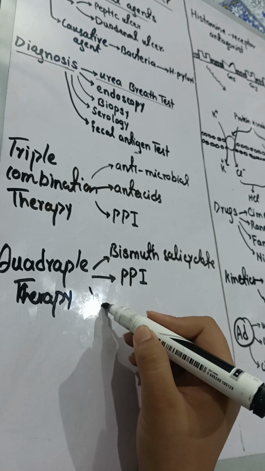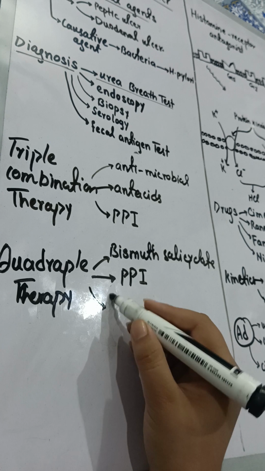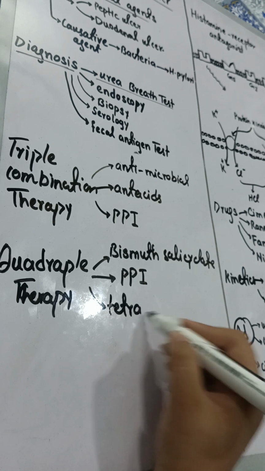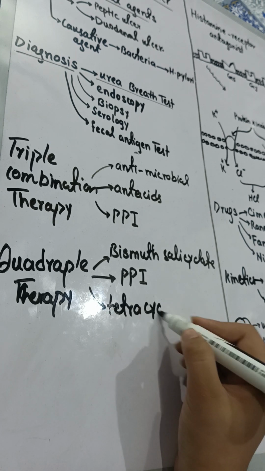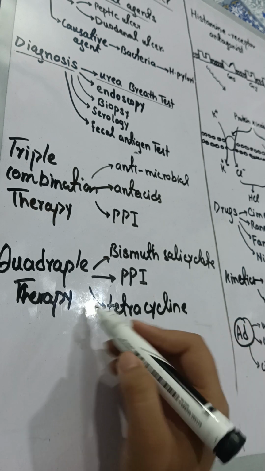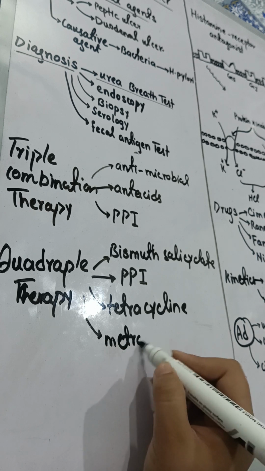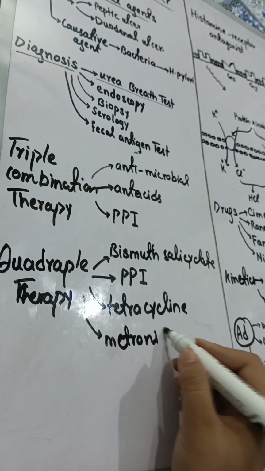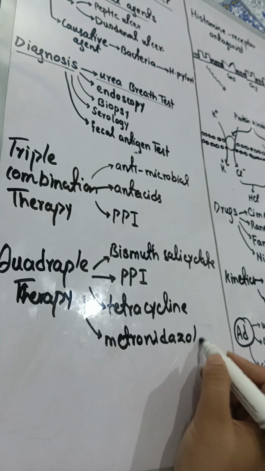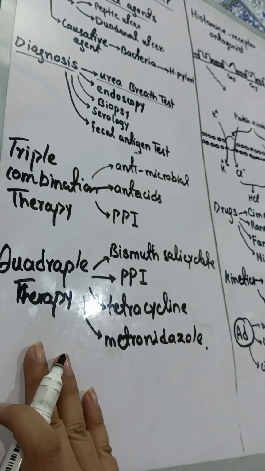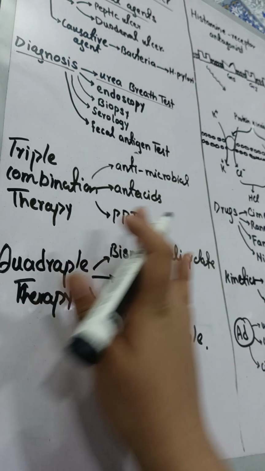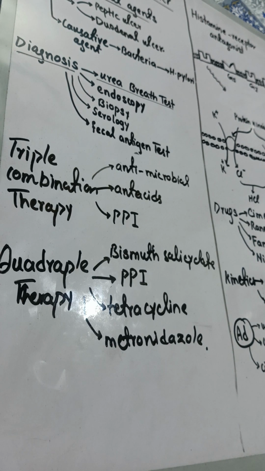We will give antimicrobial agents, and there are two types of antimicrobial agent: tetracycline, which is an antibacterial drug, and another antibacterial drug is also given to them, which is metronidazole. Okay, so this is the quadruple therapy for it, and this is the triple therapy for antimicrobial agents. Okay, now we are going to move toward another type of drug which is used in it.